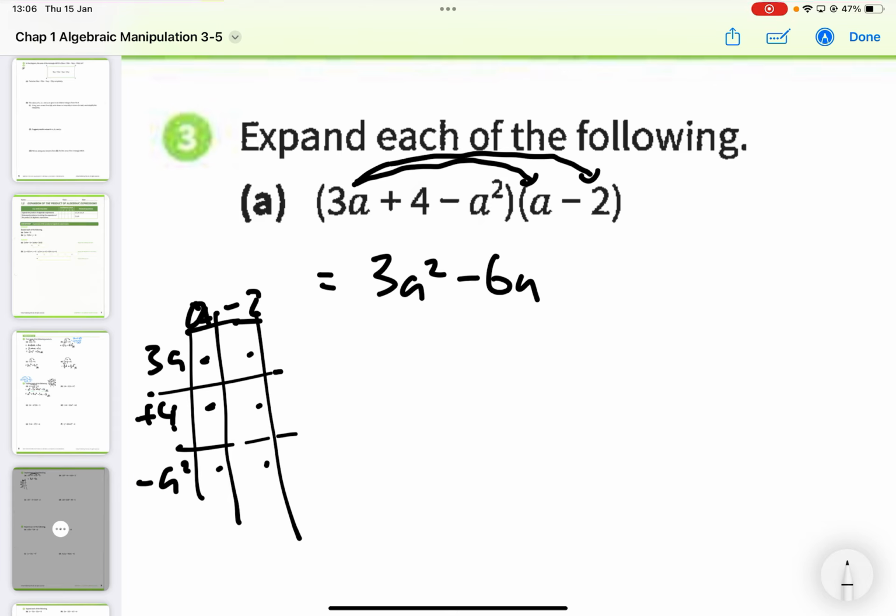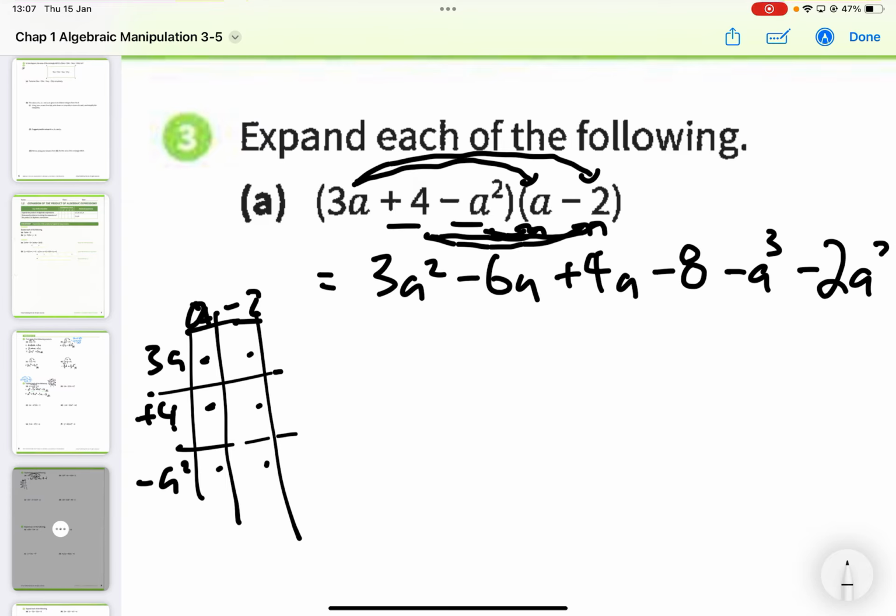Then I finish with the first term, I go to my second term. +4 multiply A, then I will have +4A. +4 multiply -2, I will have my -8. Then I'm done with the first 2 terms. I go to the third term. -a square times A, so -a cube. -a square times -2, so -2a square. Okay? I just go systematically. Then I will get all my terms.